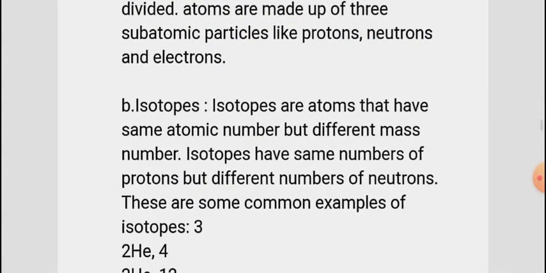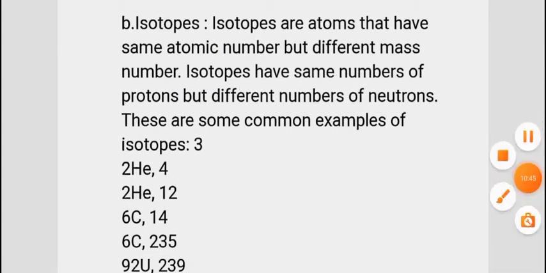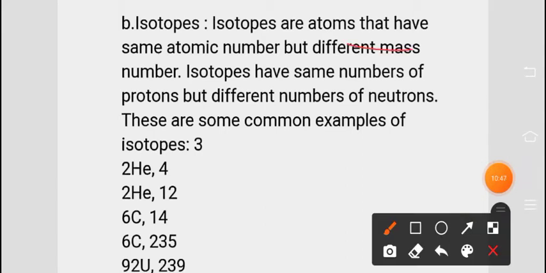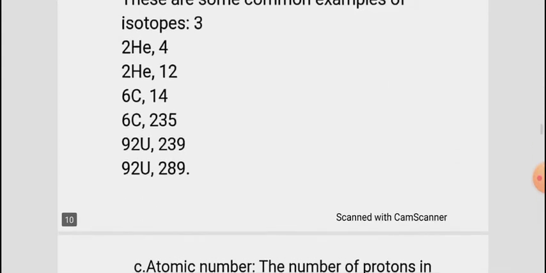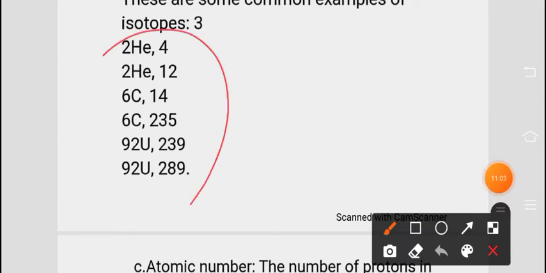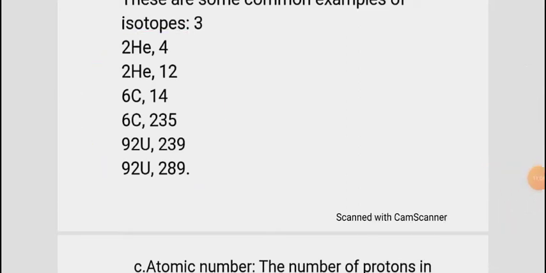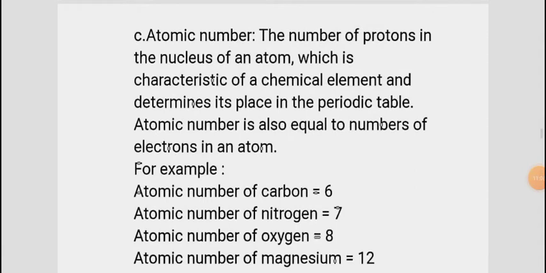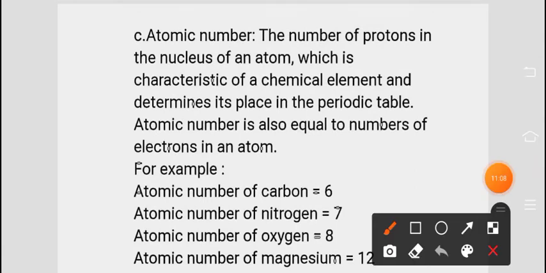Next definition is isotopes. Isotopes are atoms that have the same atomic number but different mass number. Isotopes have the same number of protons but different number of neutrons. These are the common examples for the same. You can observe here same atomic number and different mass number. These are the examples for the same. Just go through it.